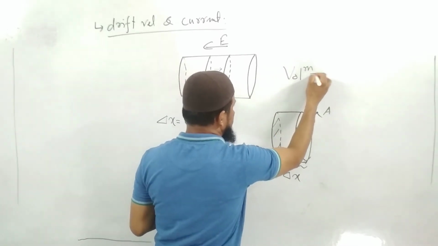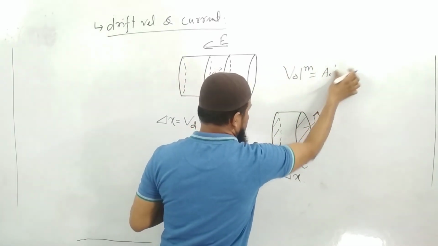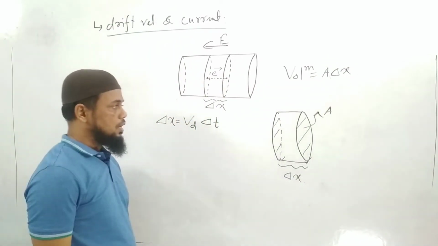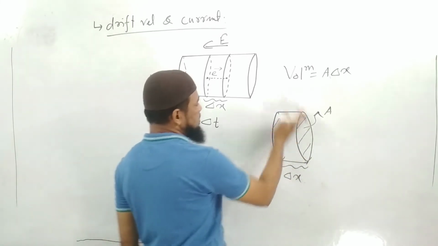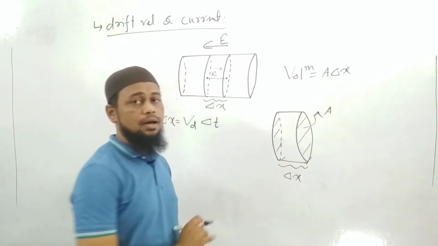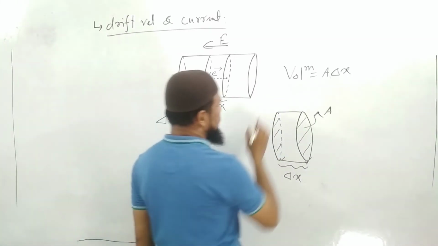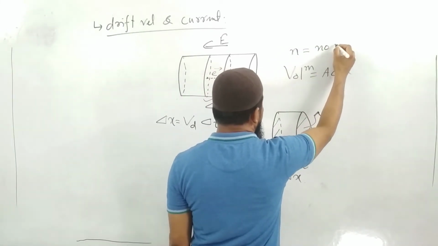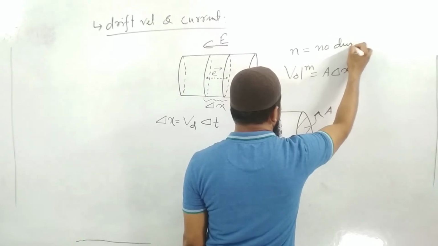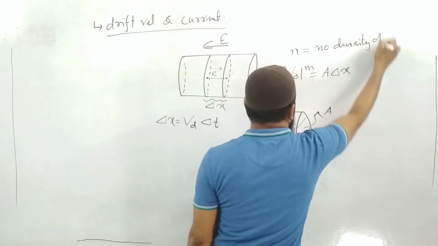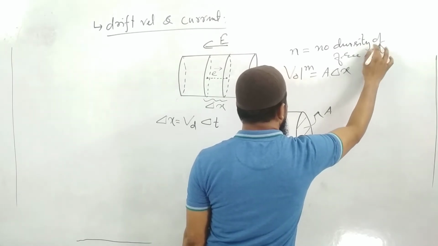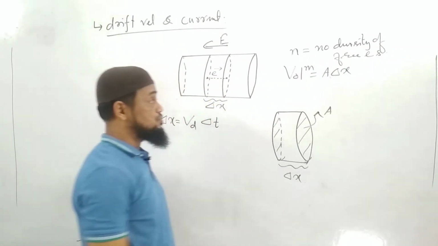इसका वॉल्यूम हो जाएगा तुम्हारा A into delta x. इस वॉल्यूम के अंदर कितना इलेक्ट्रॉन्स है? How many electrons are there? For that we'll first consider a number, small n. इसको कहते हैं number density of free electrons.